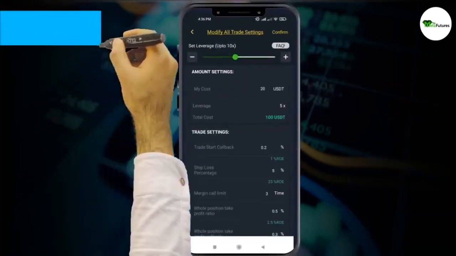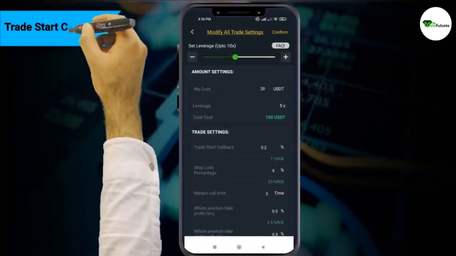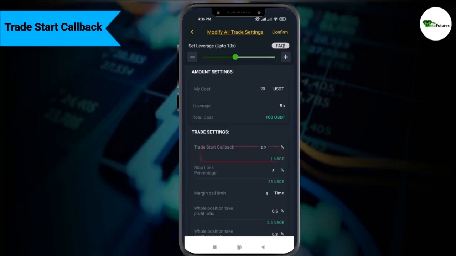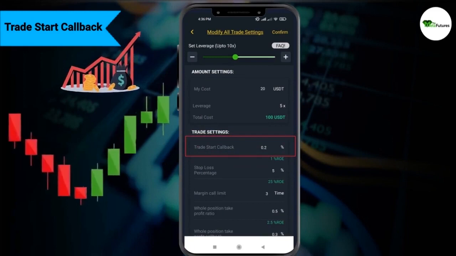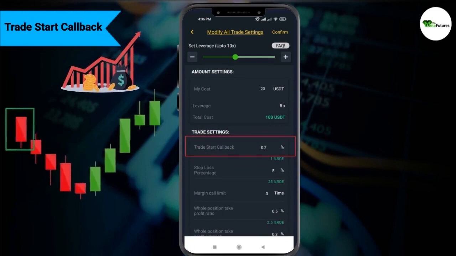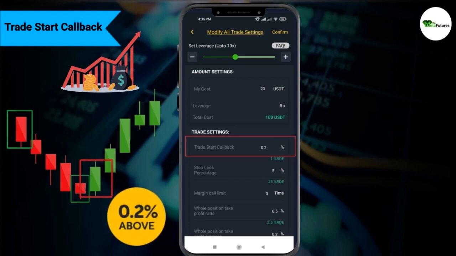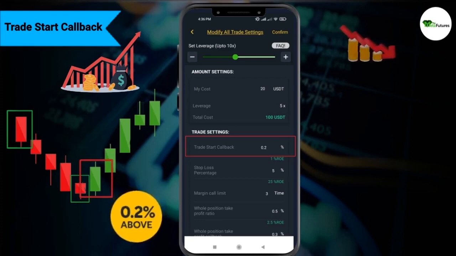Next is the trade start callback. Trade start callback is used to get the maximum or minimum possible price to start the bot. Suppose that you have placed an order that the market will go up, but to generate maximum profit the bot will not place an order here. It will wait for the market to go down as much as possible to get the lowest value to start the trade. As I have entered a 0.2% value in trade start callback, whenever the market goes up by 0.2%, then immediately the bot will place an order.